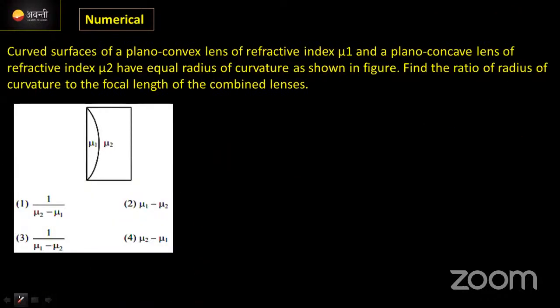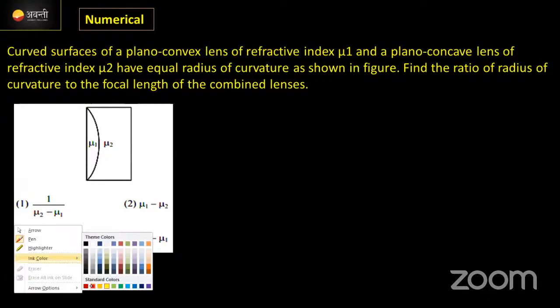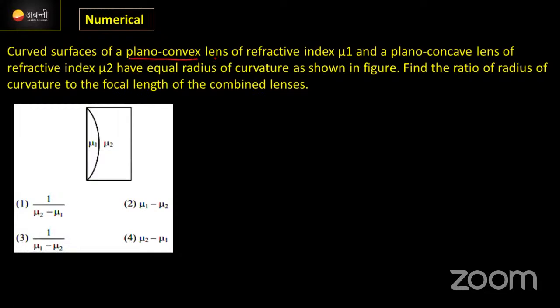Then we'll move to the next one. Our question: curved surfaces. There are two curved surfaces in this figure. Plano convex lens of refractive index mu1. Look at here, this is a plane. This is a convex surface. This is a plano convex surface, and a plano concave lens. Sorry, second one, this is a plane and then this is a concave lens. Correct? Of refractive index mu2 are having equal radius of curvature. दोनों का radius of curvature equal है. Okay, shown in the figure.